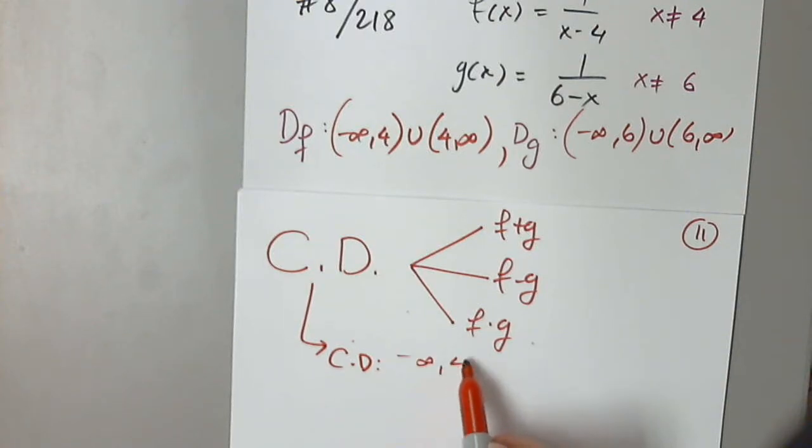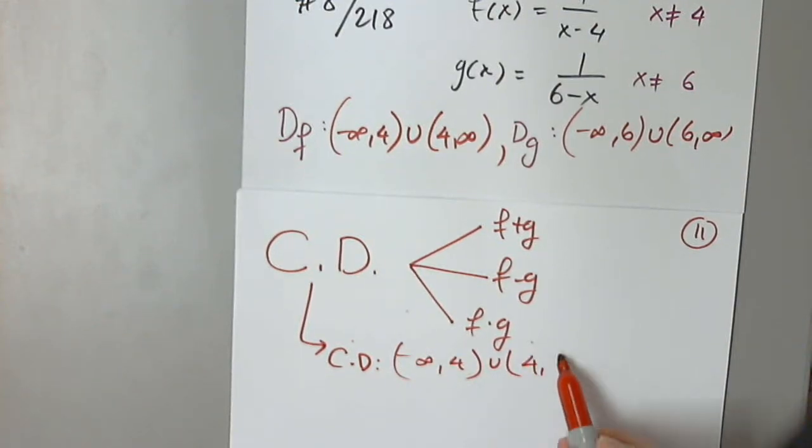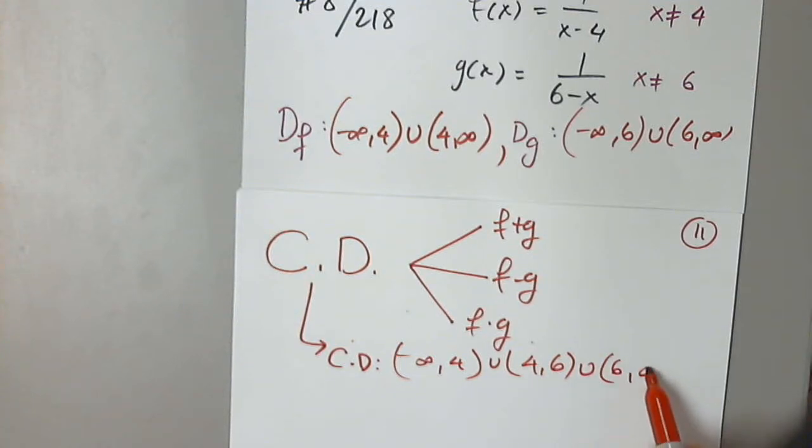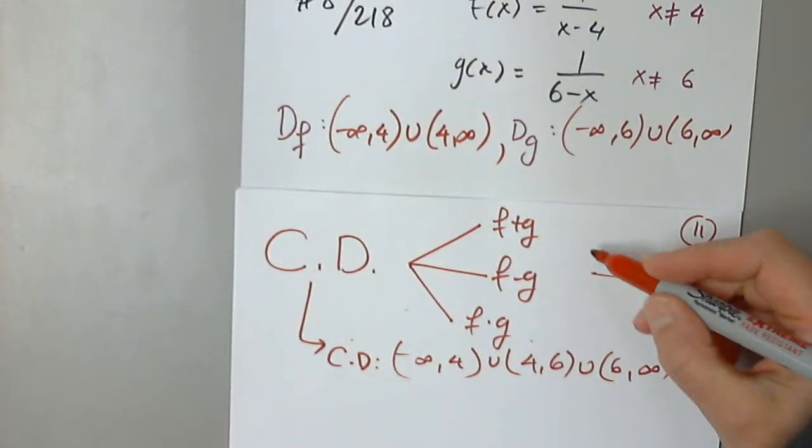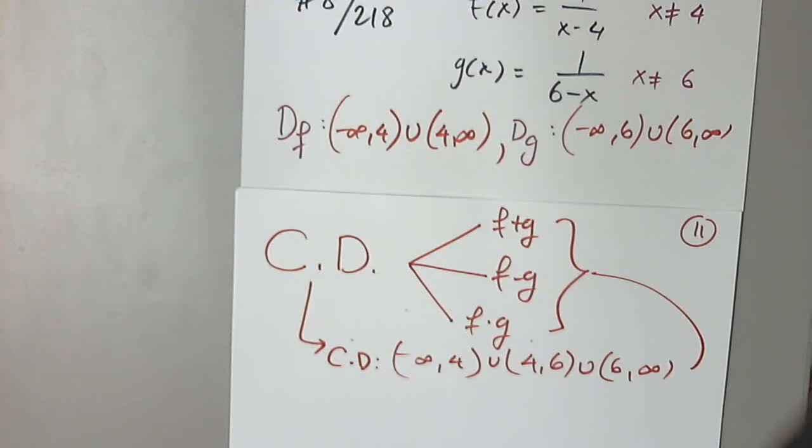Very good. So the common domain must exclude both values because one or the other is not defined. Excellent. We don't have to write this again. This is the domain of these three functions, always and forever.